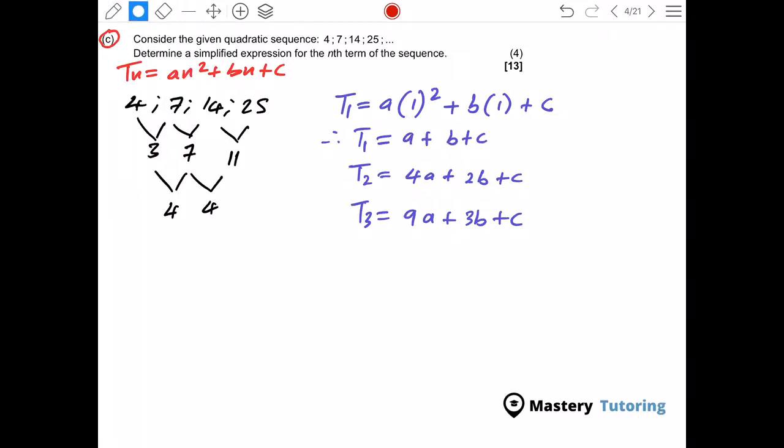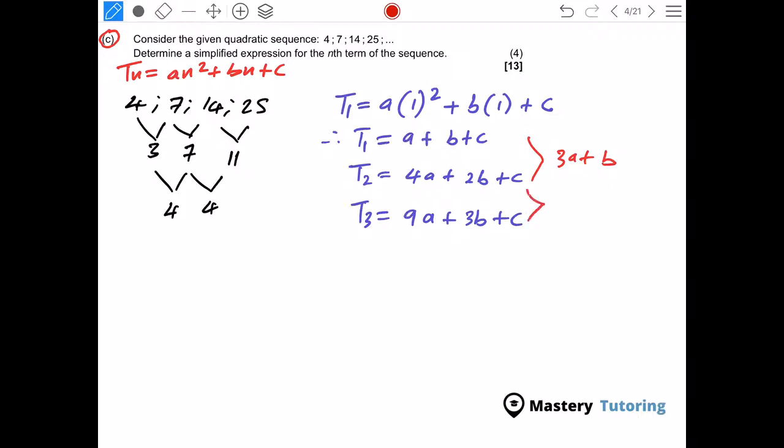Because we got the difference between the first 2 terms, term number 2 and term number 1, we're going to do the same thing here. So the difference is, we subtract everything from this side to that side. So T2 minus T1: 4A minus A gives you 3A, plus 2B minus B gives you B, and then C minus C is just 0. So we leave it at that.